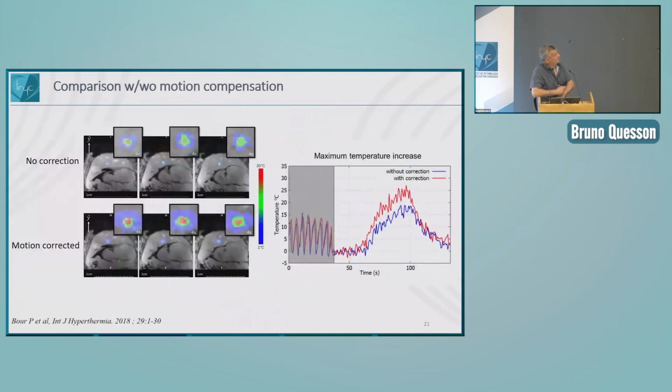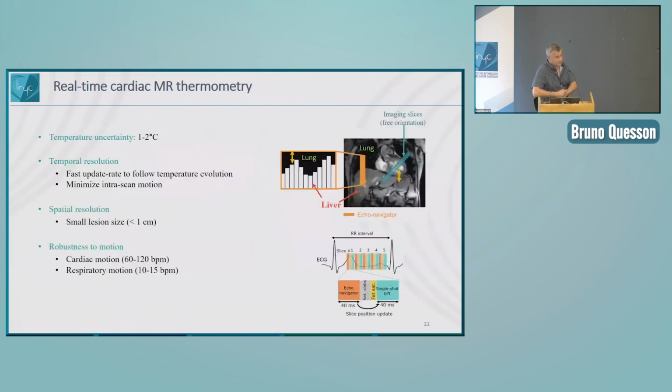We did exactly the same on the pig liver. So this shows that technically you can combine motion compensation on the MR images in real time with motion compensation of the ultrasound beam using ultrasound techniques.